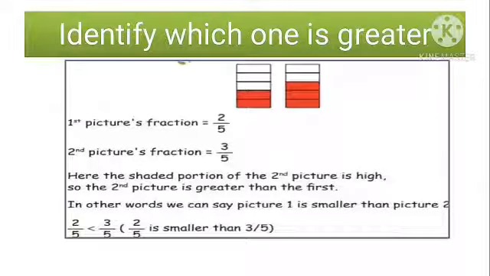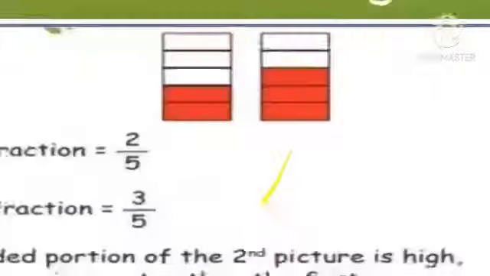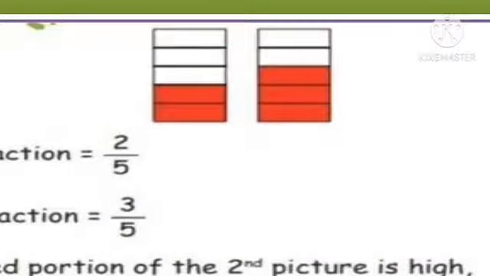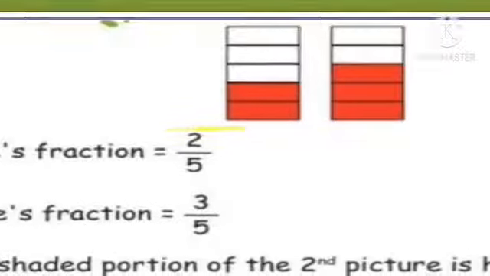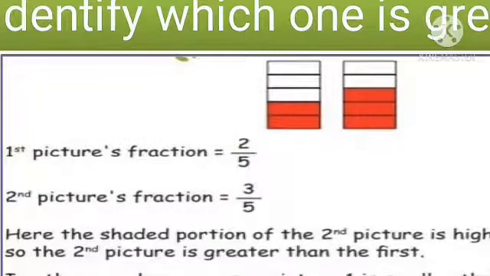Next, identify which one is greater. I am going to explain one more example. Now see, dears, they have given rectangles. Both rectangles are divided into 5 equal parts. In the first image they shaded 2 parts. In the second image they shaded 3 parts. Using this you have to think and say which one is greater. Yes, automatically the second one is greater because the second has 3 and the first has 2. Is 2 the greater or 3 the greater, dears? Yes, 3 is the greater.